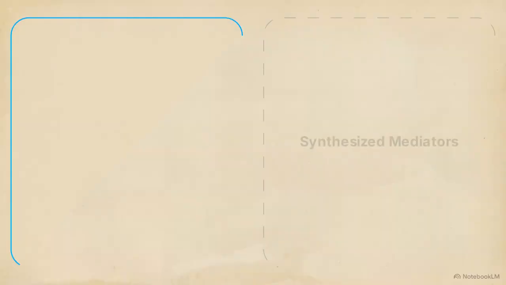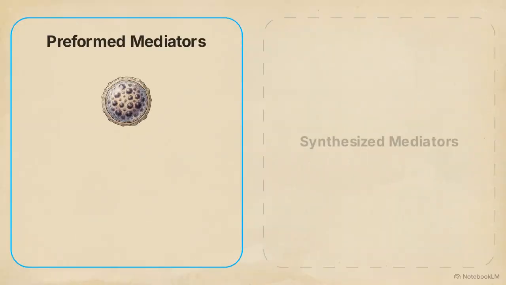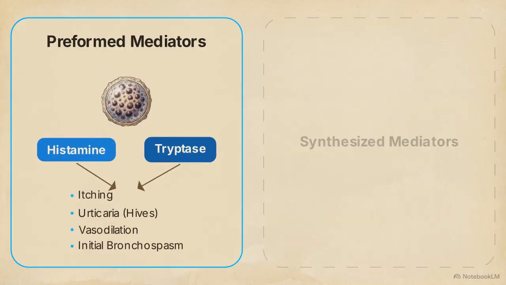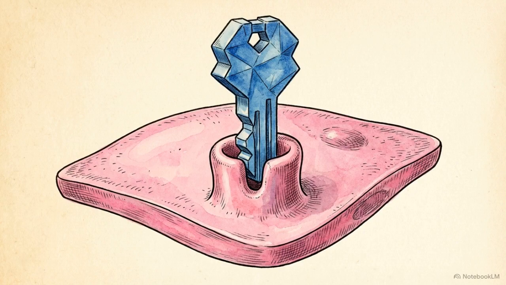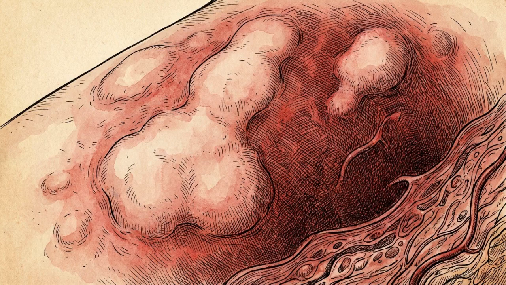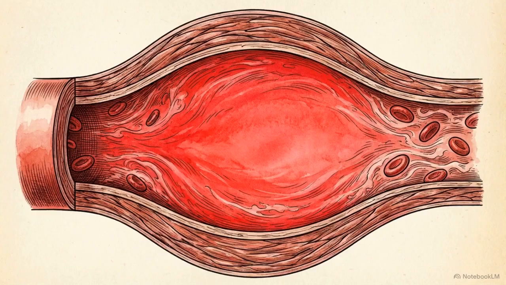This split-screen matrix maps the chemicals. On the left side, we see the primary preformed mediators, histamine and tryptase. Histamine drives the immediate clinical symptoms. It rapidly binds to local tissue, causing the intense itching, the raised hives known as urticaria, and a rapid widening of the blood vessels called vasodilation.